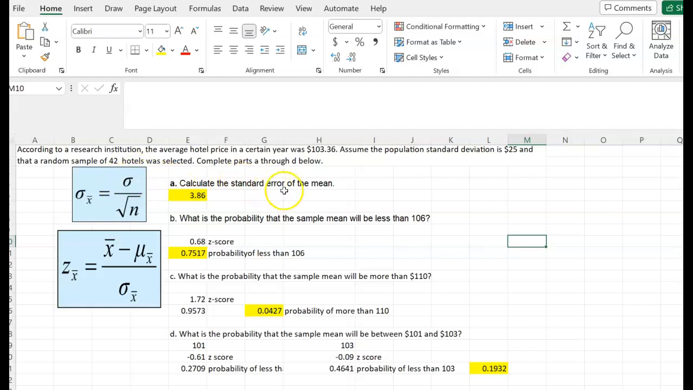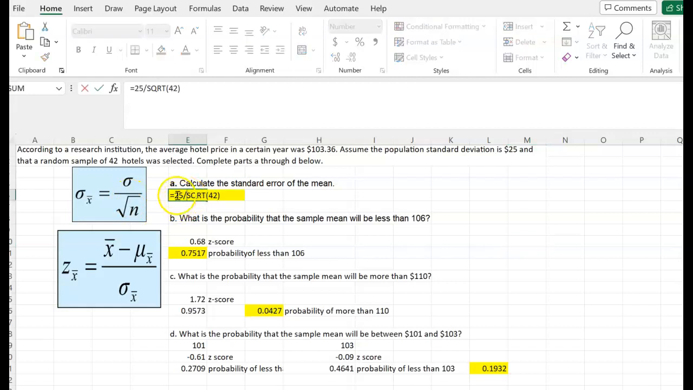So first you're going to find the standard error of the mean. You take the standard deviation divided by the square root of n. The standard deviation is 25 divided by the square root of n, which is your sample, 42, and you get 3.86. So that's your standard error of the mean, and you're going to need that for all the other parts.